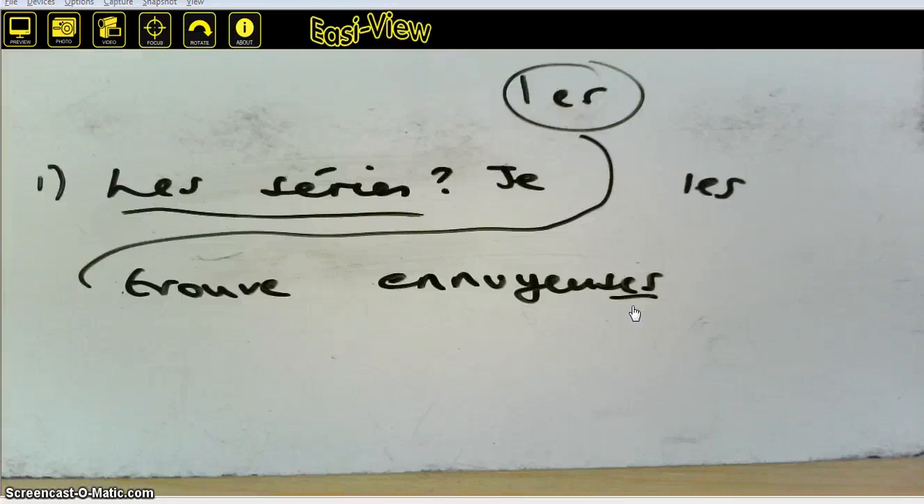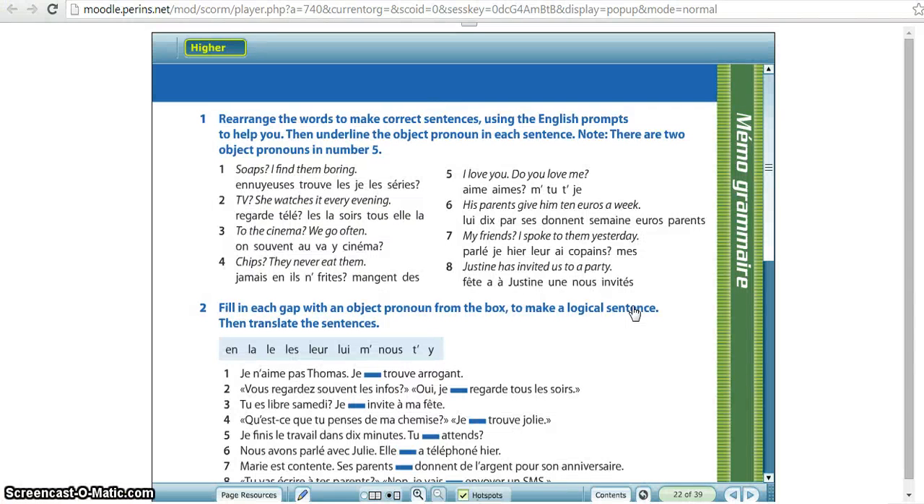I'm going to do number 3 with you, because 3 is a little bit more tricky because it uses different words. So let's have a look at number 3. It says, to the cinema, we go often. We've got en, souvent, au, va, y, and cinema.